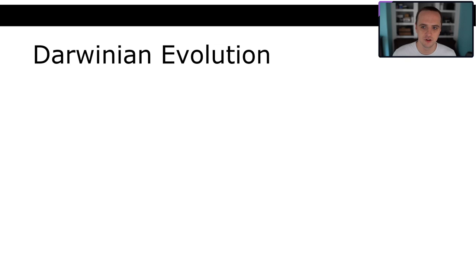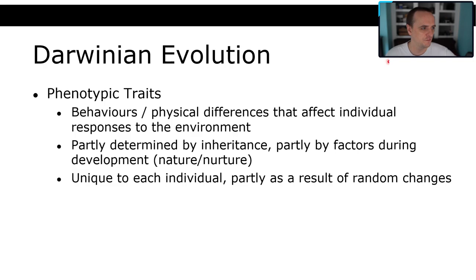So, Darwinian evolution. Now we're going to get into a little bit of biology terminology, which is going to lead into our variable names when we get into evolutionary computing. So, phenotypic traits. The phenotypic traits are behaviors or physical differences that affect individual responses to the environment. They are partly determined by inheritance, so your genes, and partly by factors during development, such as nature versus nurture. They are unique to each individual, partly as a result of random change.